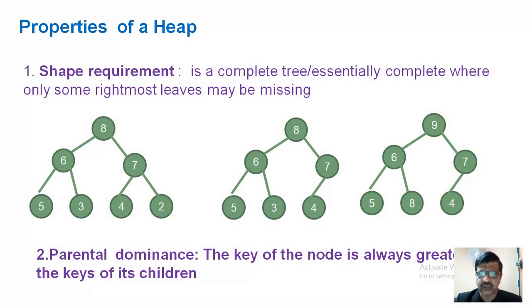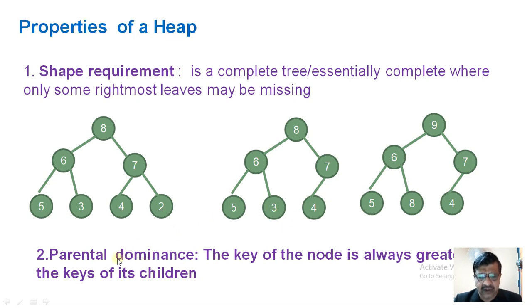Heap has to satisfy two primary properties: shape requirement and parental dominance. By shape requirement, we mean it should be a complete tree or essentially complete tree, where at the most, only rightmost leaves may be missing. This is a heap in that sense, and this is also a heap.